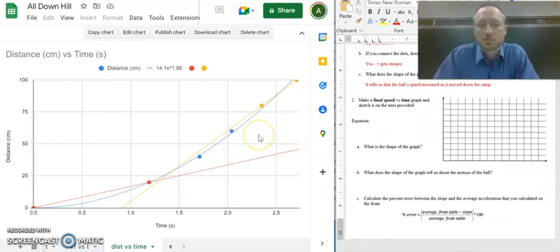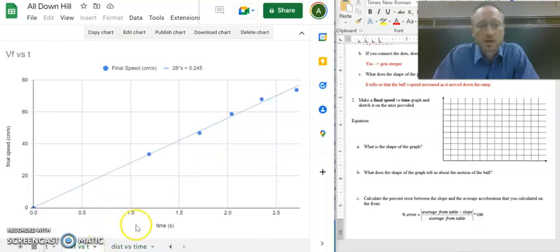Right, because the relationship between distance and time and speed is that the speed is the slope of the distance versus time graph. Because when you find the slope, you're doing a change in y, which is measured in centimeters, divided by a change in x, which is measured in seconds. So you end up with a quantity of velocity, since we have centimeters per second.